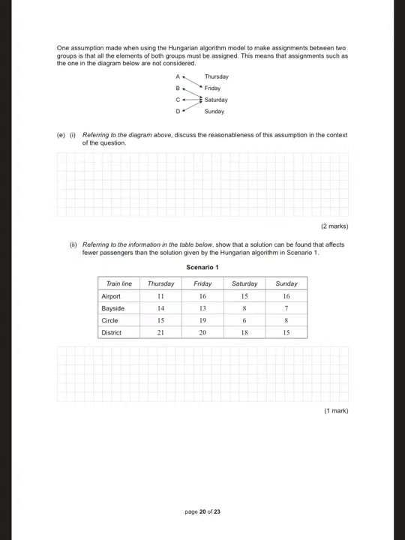One assumption made when using the Hungarian algorithm to make assignments is that both groups must be assigned. This means assignments such as the one in the diagram are not considered. So that's meaning that you're going to assign multiple things to the one group on the other side. Referring to the diagram above, discuss the reasonableness of the assumption in the context of the question. So it's not always going to be reasonable if people are being used up, for example. But there would be nothing in this situation stopping you in the real world from having maintenance on multiple lines in the same day.